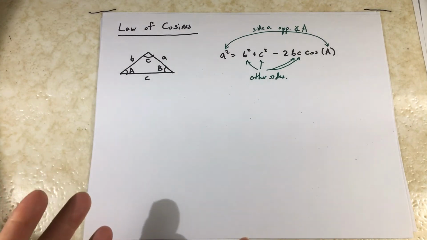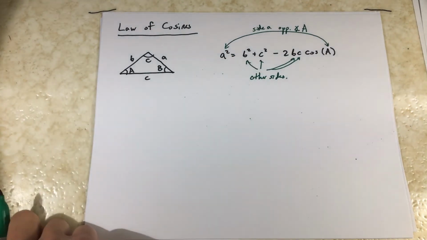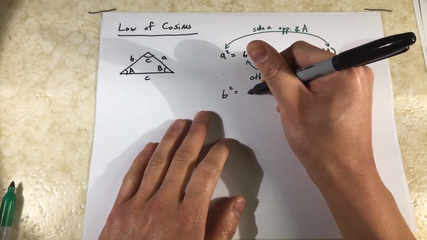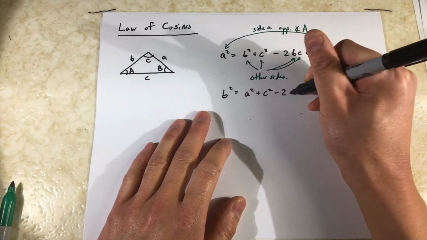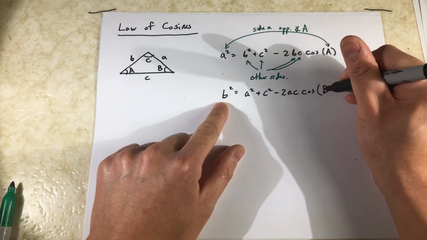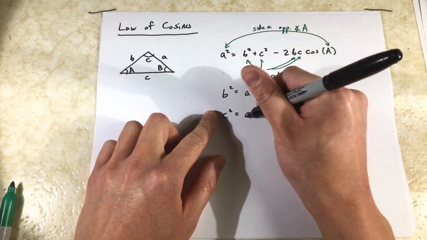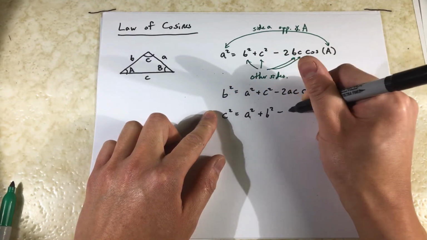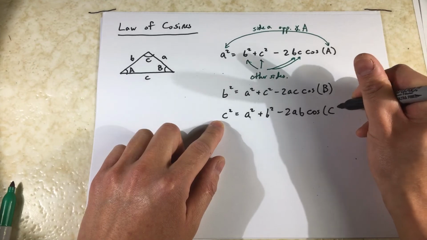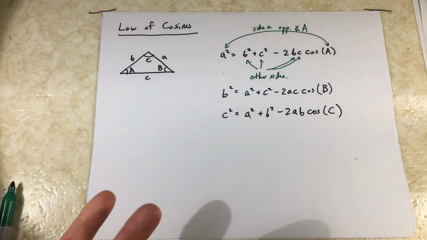Okay. So that's the basic structure, but I did it for this one side A, but you could also do it for the other sides as well. And if you do it for the other sides, it follows a similar sort of pattern. So B squared equals A squared plus C squared minus 2AC cosine. It's got to be the angle opposite this, which is angle B. Or you could solve for C. C squared equals A squared plus B squared minus 2AB cosine. The angle opposite the side C is capital C. All right, so that's the law of cosines.